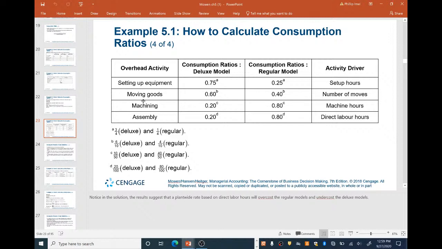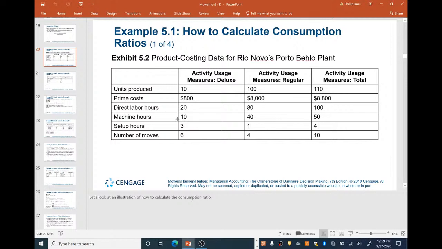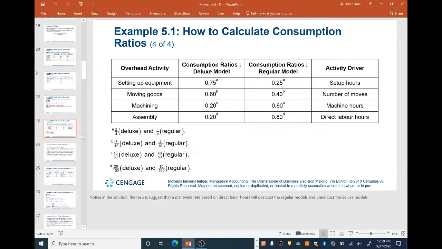Okay, and the same thing goes for the machining and the assembly to get these ratios here. You just go back to the chart and see what it is, machine hours. So that's 10 out of 5, so that's going to be 0.2, and 10 out of 5, right, so 0.2, and so on and so forth. So you get the gist of how we go about calculating the consumption ratios here. That's where these ratios came from, based upon that data up here. And just remember, the main thing is to tie the overhead activity with the activity driver.